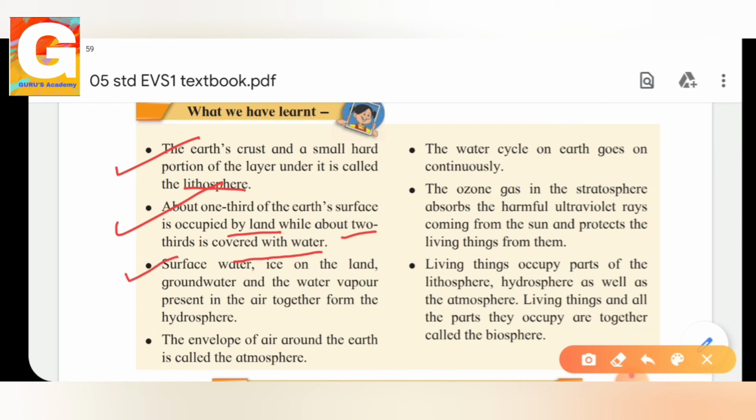Surface water, ice on the land, groundwater and water vapor present in the air together form the hydrosphere. Yes, the lithosphere consists of ground and the hydrosphere consists of water. What is the atmosphere? We have learned it. The envelope of air around the earth is called the atmosphere. Yes, the covering of air around the earth is called the atmosphere.